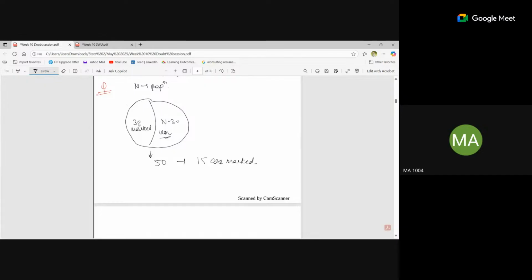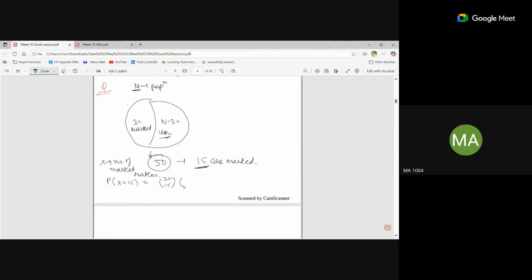So from the N population, I have 30 turtles who have been marked and N minus 30 who have been unmarked. Now I have taken a sample of 50 from which 15 have been marked. Now the question they are asking is, what is the population size? Let's suppose X is the number of marked turtles. Now, what is the probability that X is 15? From these 30, I am taking 15, right? Because from the marked ones, I can take only 15 of them, right?